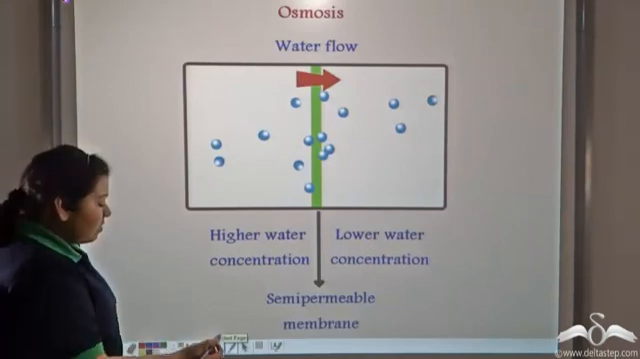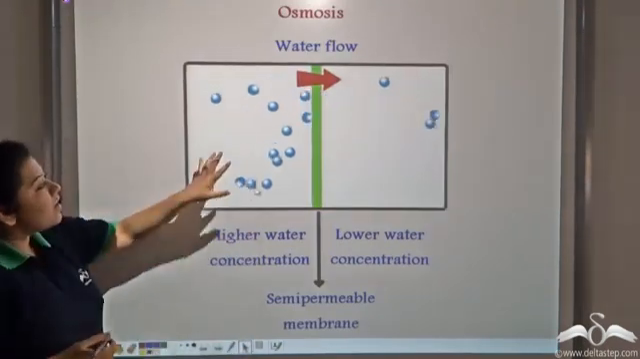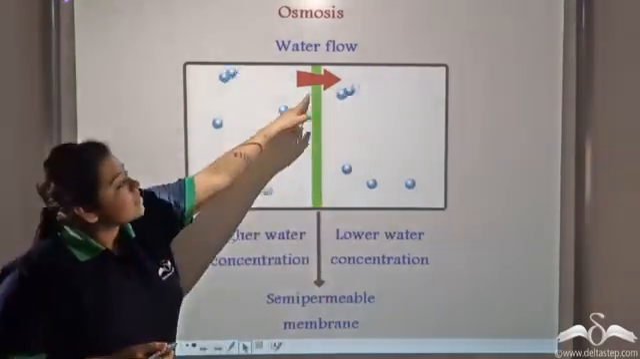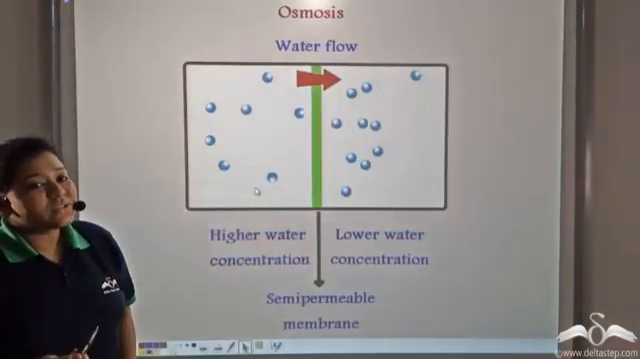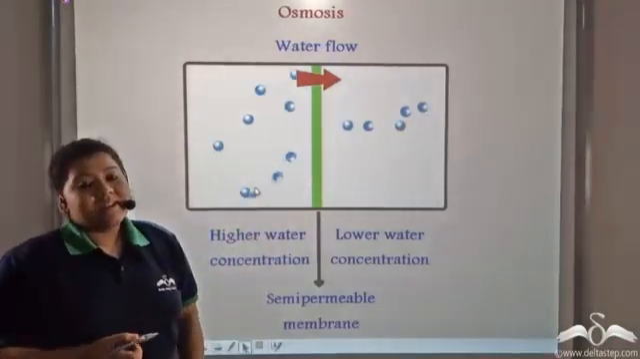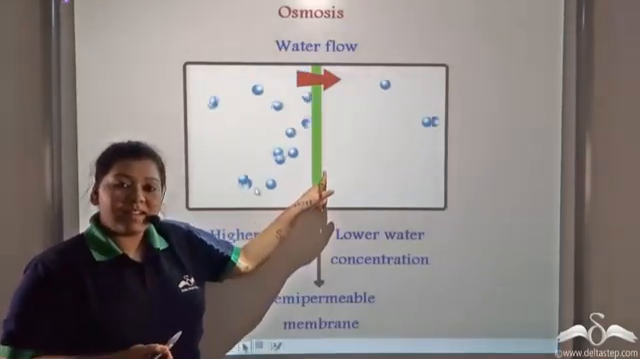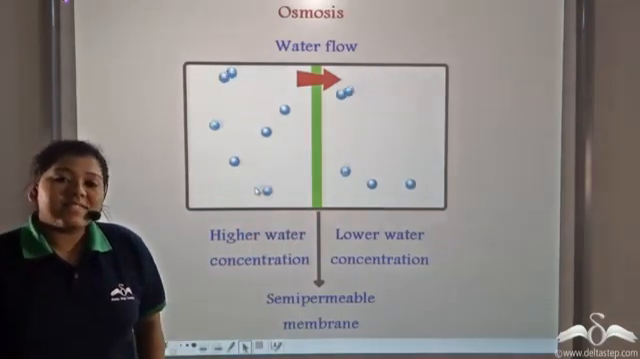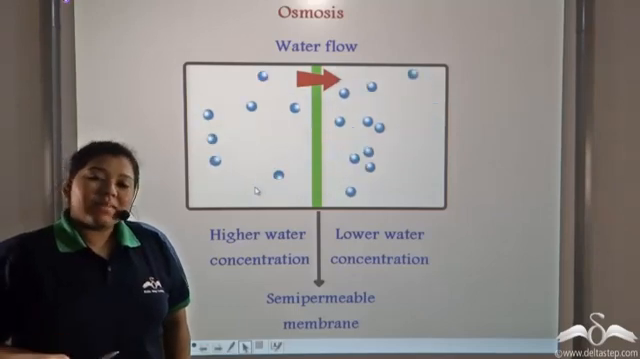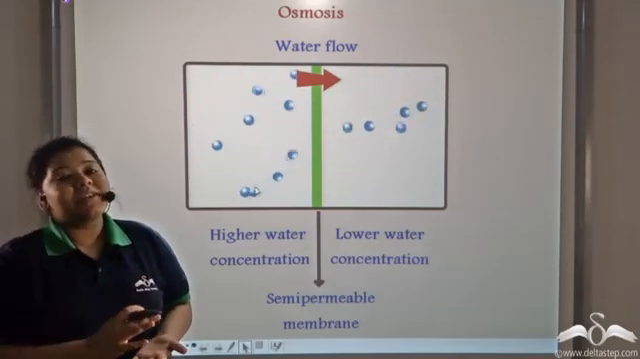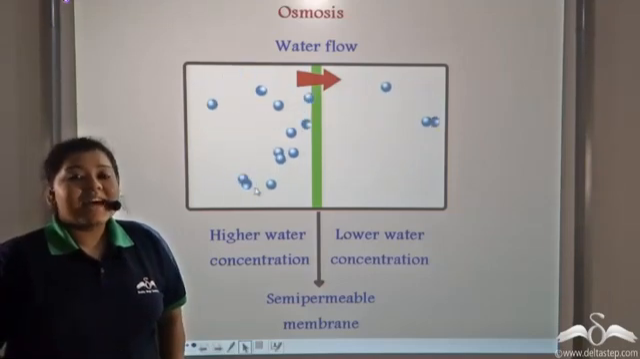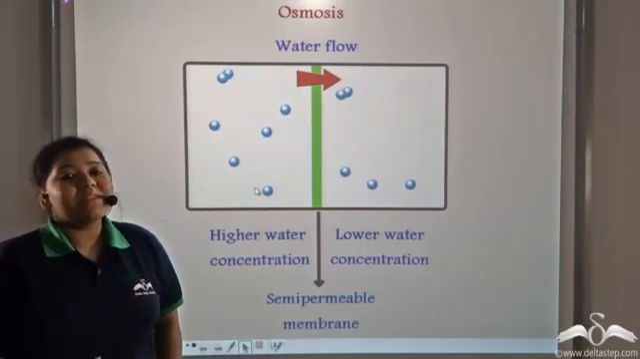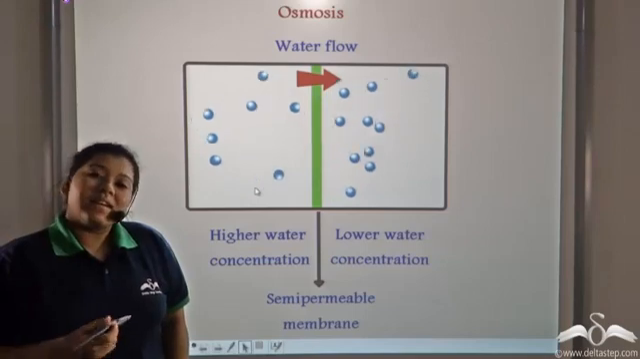So this process by which water travels from a high concentration area to a low concentration area across a semi-permeable membrane is known as osmosis. Now, what do I mean by a semi-permeable membrane? Well, semi-permeable membrane means a selectively permeable membrane. That is the membrane that allows only selective molecules to pass through it, like our cell membranes or the cell membranes in plant cells is a selectively permeable or a semi-permeable membrane.